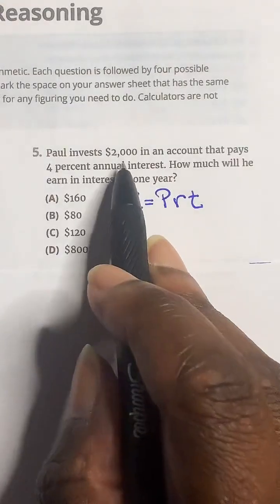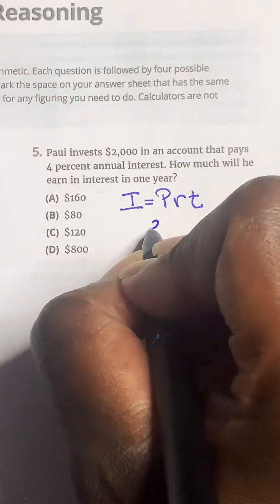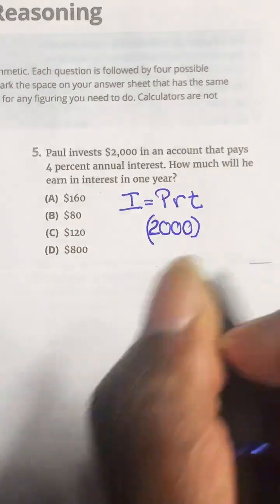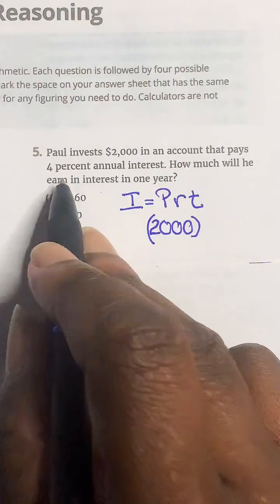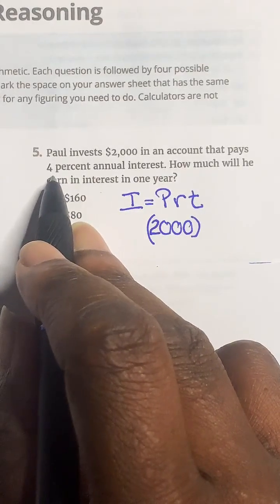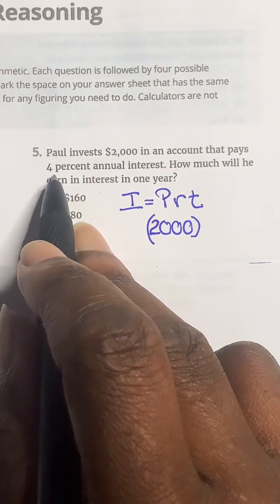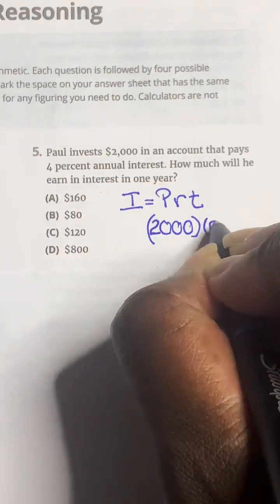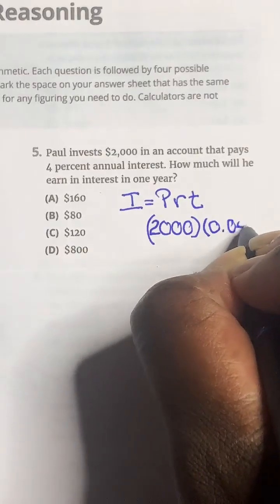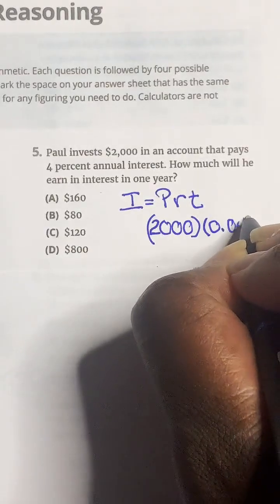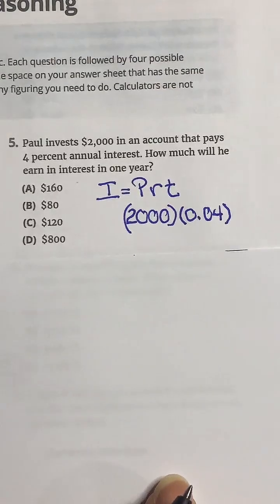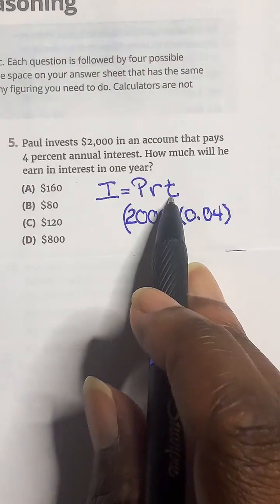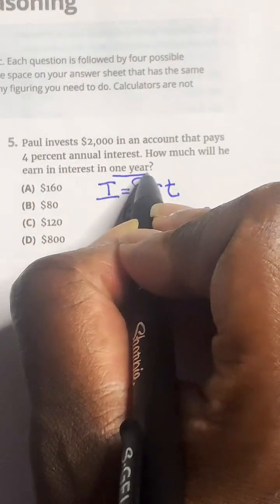So the principal is what you start off with. So that's your 2,000. Your rate is the percent that it pays, 4%. But we need this 4% as a decimal. So 4% as a decimal is 0.04. Okay, not 0.4. That's 40%. Okay, we're looking at 4%. And the time we're looking at is 1 year.